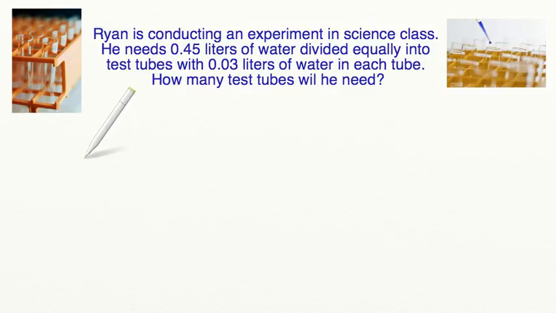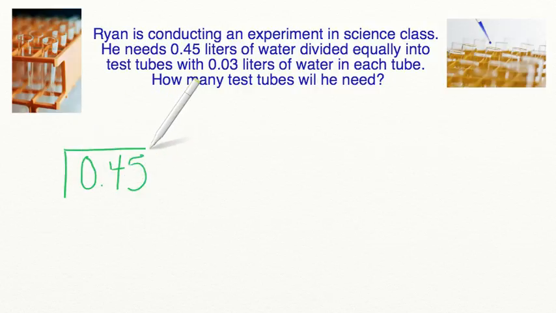Our dividend is going to be 45 hundredths liters of water. Our divisor is going to be the groups of 3 hundredths liters of water in each group. Now remember, our first step is to change our divisor into a whole number. That means we need to move our decimal place value over 1, 2 place values, which means we need to multiply it by 100. And if we're multiplying this by 100, we also have to multiply our dividend by 100.